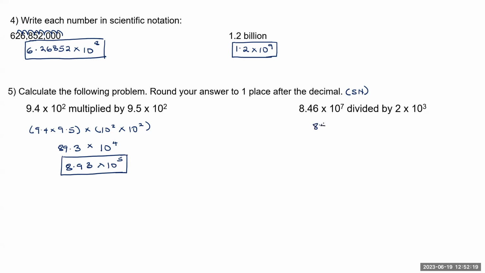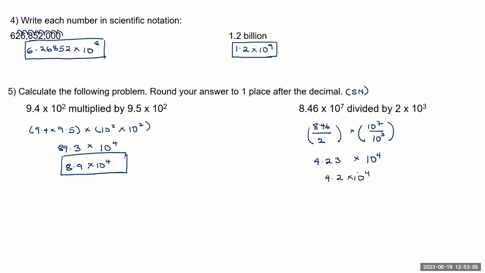We can do the same here with division. Make sure you group in the like terms. We have 10 to the 7th, 10 to the 3rd. Whenever you have powers of 10, divide them, you need to subtract the exponents. So we have 10 to the 4th, and then 4.23. Now, keep in mind that we're supposed to round our answer to 1 place after the decimal. So this becomes 4.2 times 10 to the 4th.